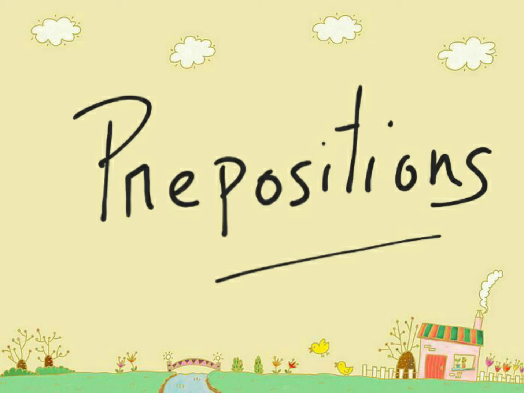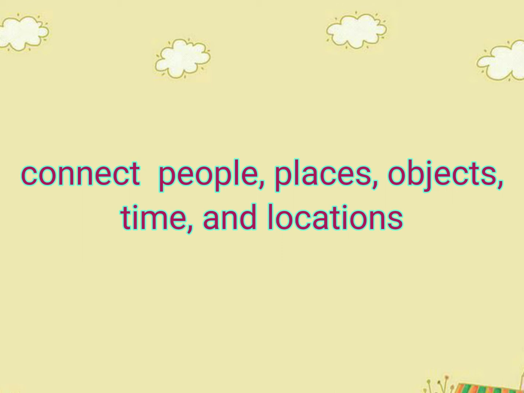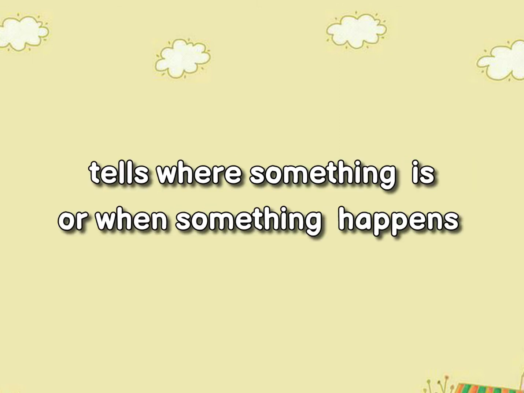A preposition is an important part of the English language and it is used to show a relationship between the noun and pronoun in a sentence. A preposition must always be followed by a noun or pronoun in a sentence. So they act to connect the people, objects, time and location of a sentence. They do this by expressing position and movement, possession, time and how an action is completed. Many prepositions tell you where something or when something happens.